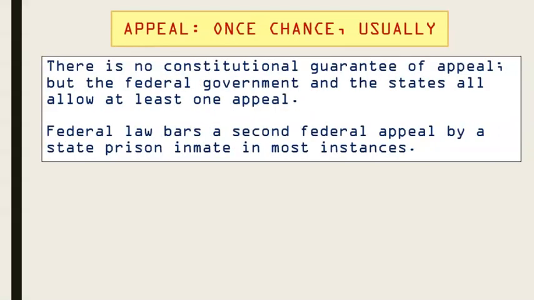Next, we move on to your appeal phase, and you generally get one of those. So there is no constitutional guarantee of an appeal, but the federal government and the states all allow at least one appeal. The federal law bars a second federal appeal by a state prison inmate in most instances.